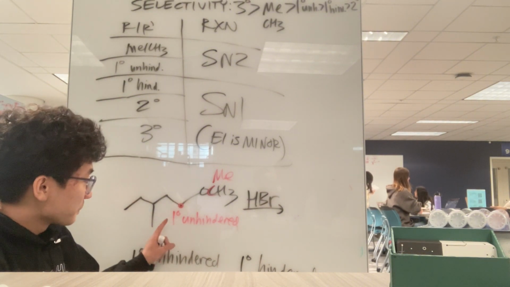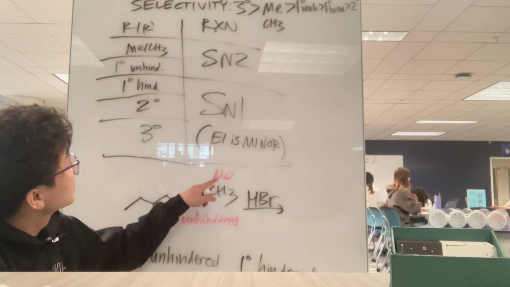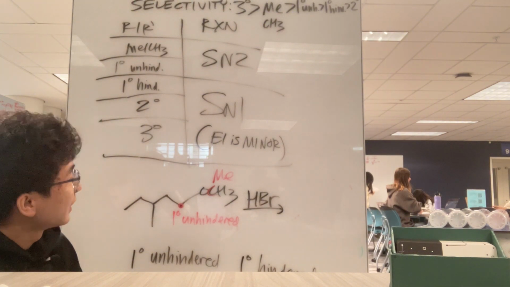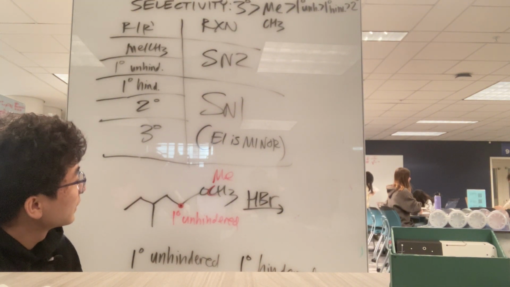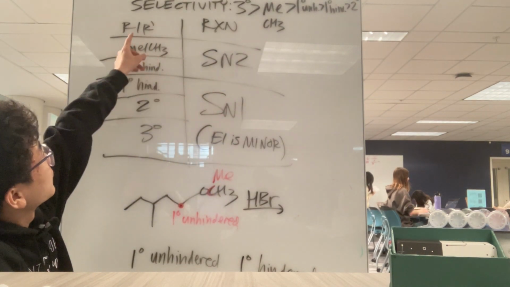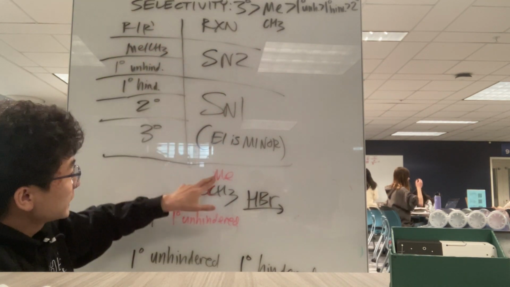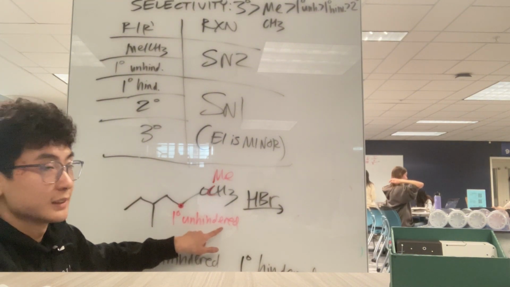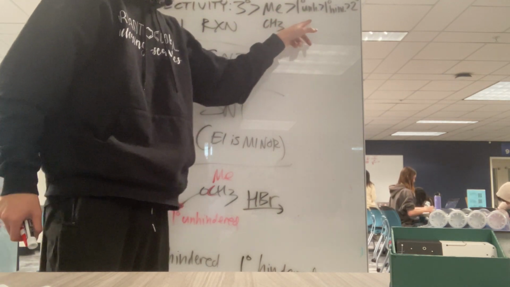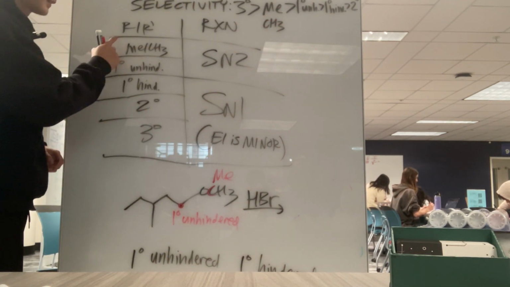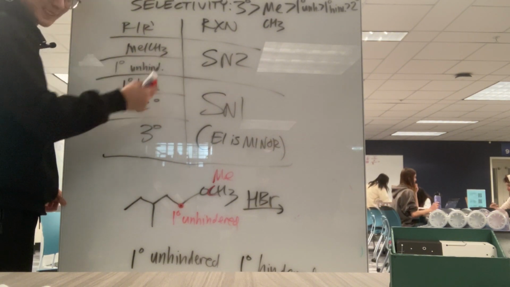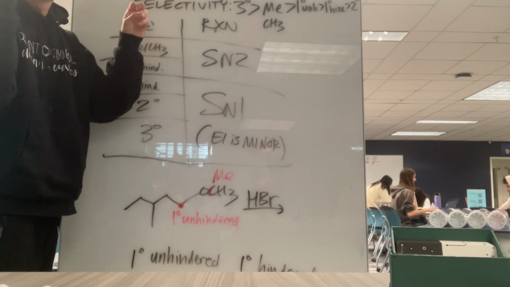So let's analyze this. If we're comparing primary unhindered versus methyl group right there, what takes priority? Oh, wait, before we choose the chart, we choose which group is going to do the reaction. Methyl, yeah, because methyl here is higher than primary unhindered. So we look at this chart at the methyl row, which is going to do an SN2-like reaction, right?